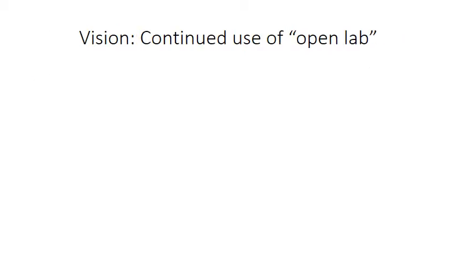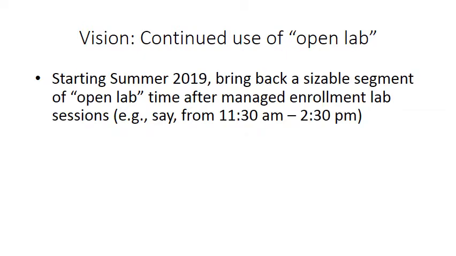So let's talk a little bit about how the Academic Skills Lab will continue to serve as an important resource under this vision that I am painting. First of all, starting in summer 2019, we will be bringing back some open lab time. For the summer of 2019, that time will be from 11:30 in the morning until 2:30 in the afternoon.